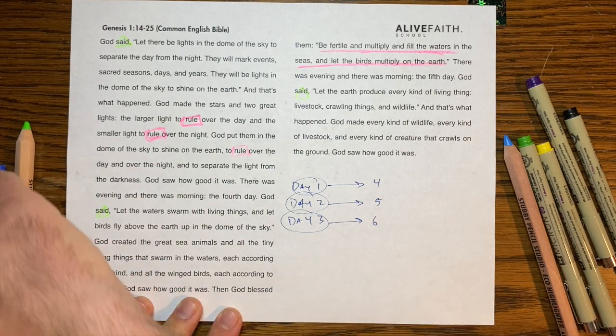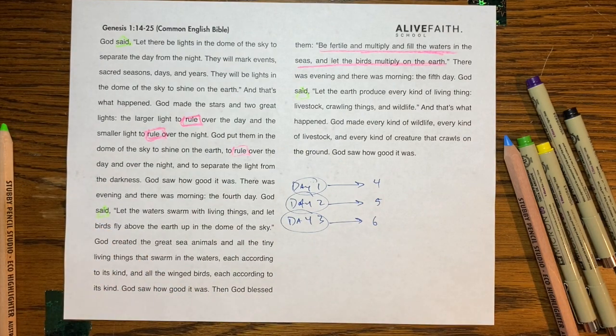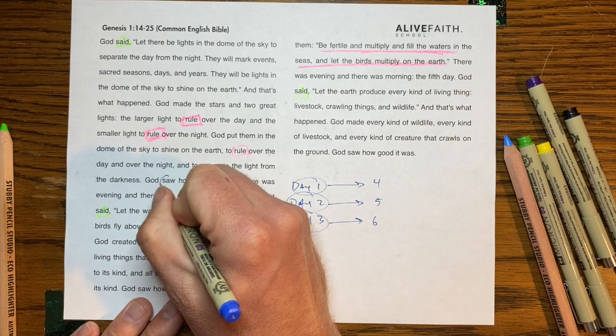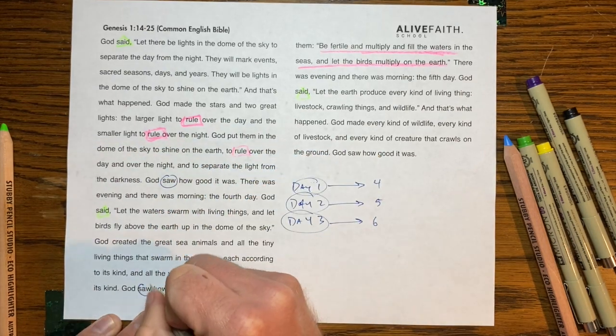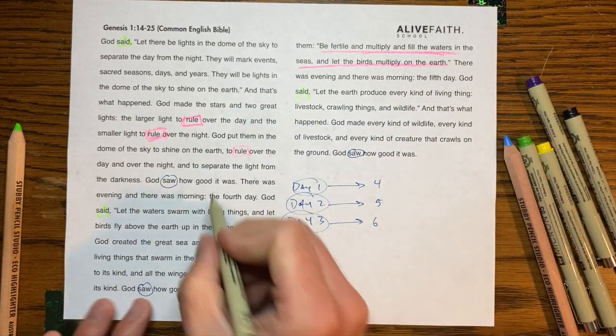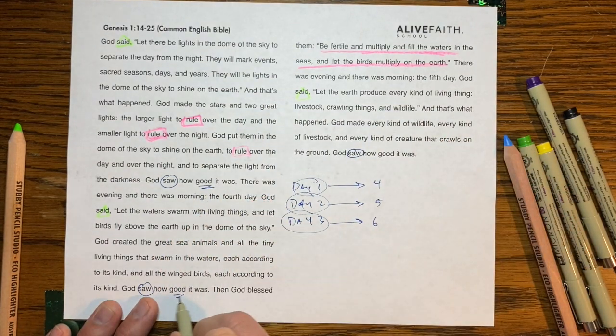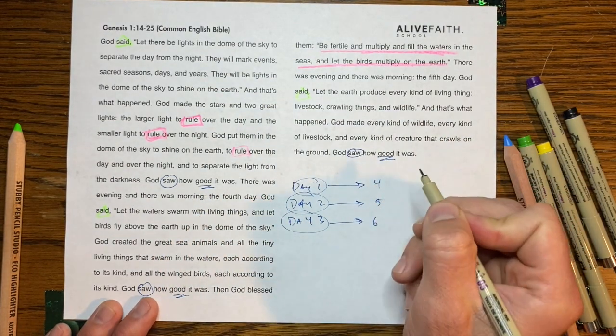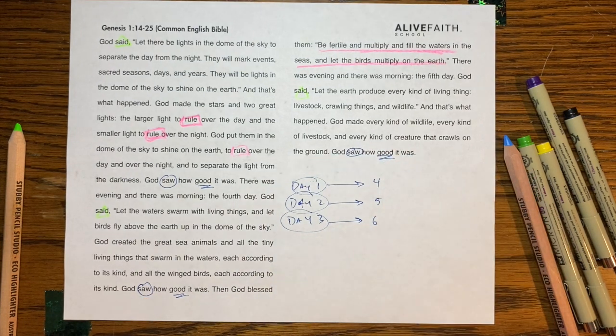The other repetition, same as last week, is God saw. God is observing his creation and seeing how good it was. I like that. We didn't really touch on that as much last week, but the repetition of the goodness of creation really shines through here.